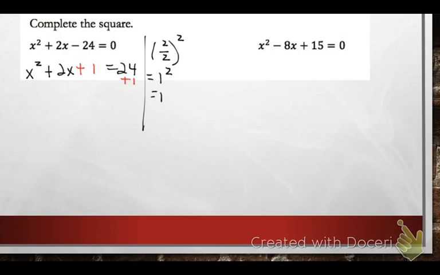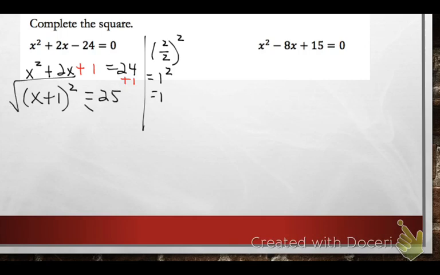Now you can factor what's on the left. And so that will factor as x plus 1, quantities squared, because two numbers that'll multiply to give me 1 and add to give me 2 are 1. And then on the right side I'll have 25.